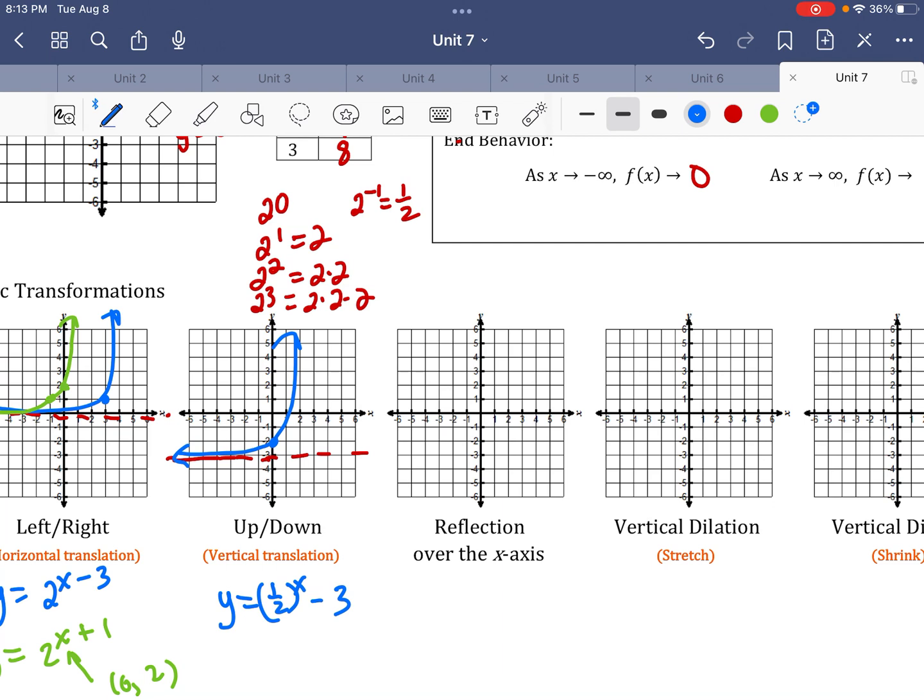And there is a way to find the x-intercept, but we don't really know that yet. I mean, you don't know how to do that just yet. So just leave it for now.